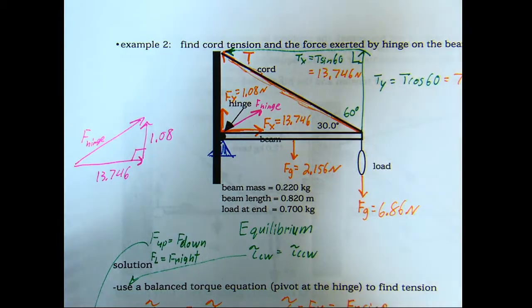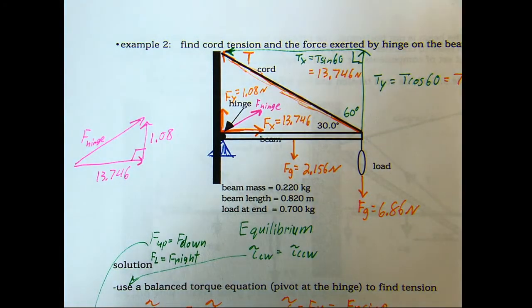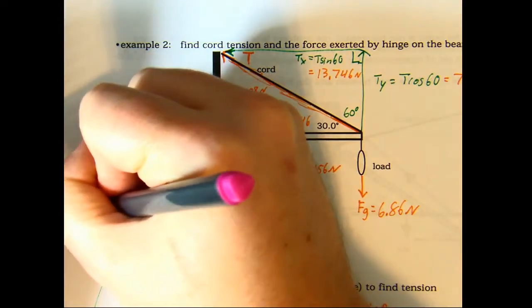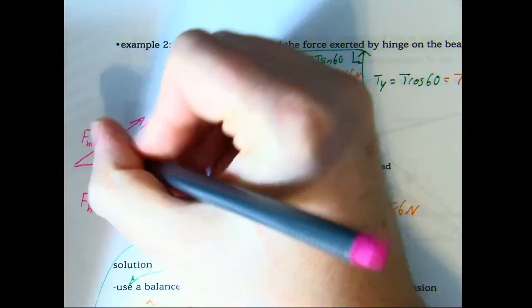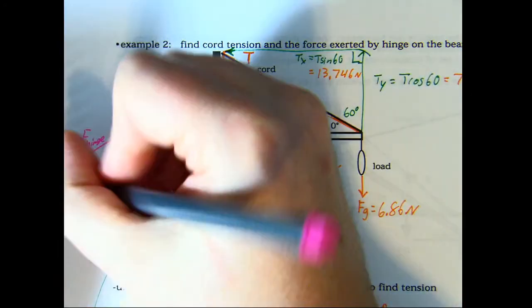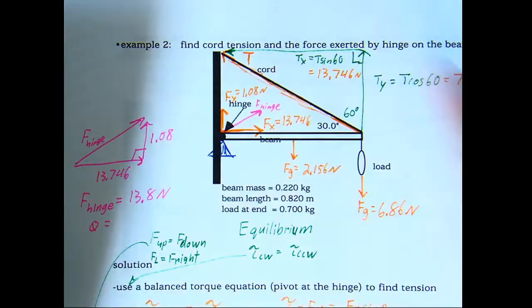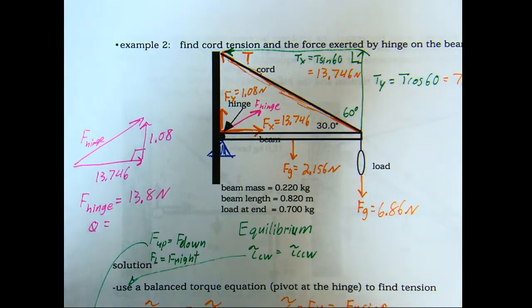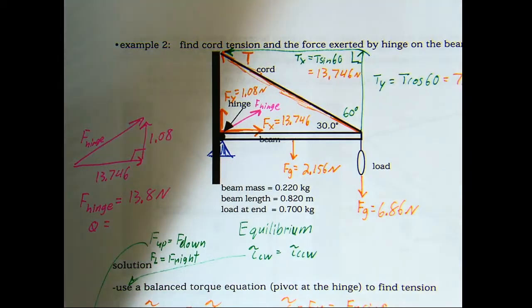So I want to figure out what the force of the hinge is in polar coordinates. So I'm going to use Pythagoras. 1.08 squared plus 13.746 squared. Square root that answer. And I'm going to get that F hinge is 13.8 newtons at an angle of, it's just going to be the tan inverse of 1.08 over 13.746.